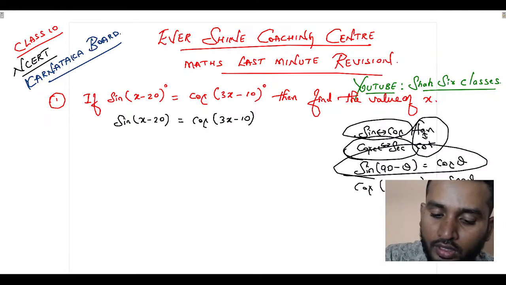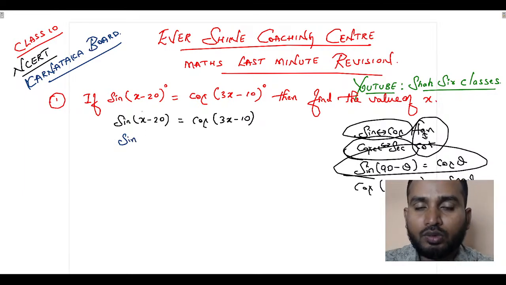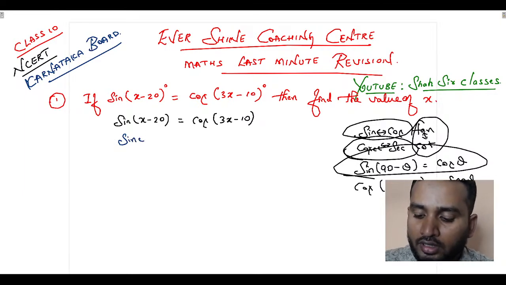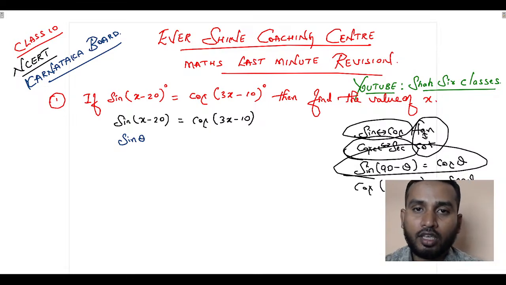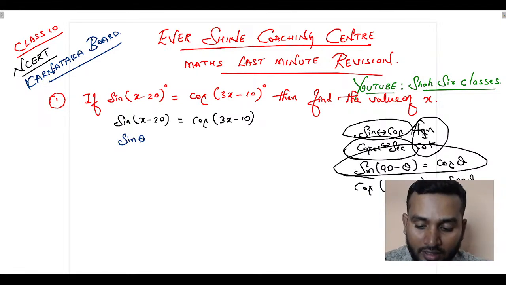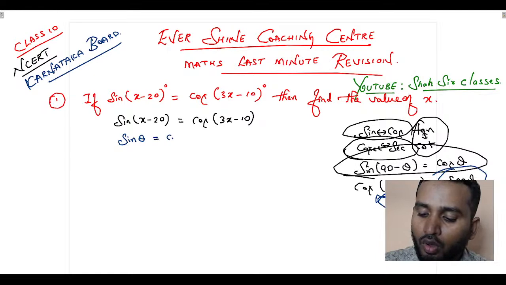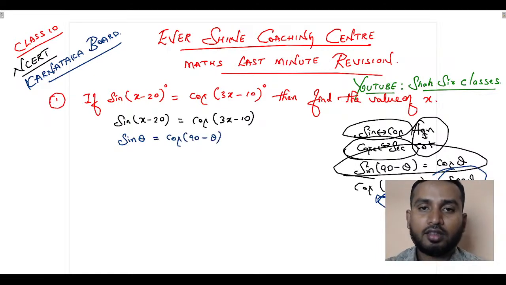See, sine x minus 20. So what I will do here, very simple, I will show you. Now what will I consider? I will consider this complete value, x minus 20, as theta. Is this clear? What we have considered, x minus 20, that is theta. Now what is sin theta? Can you see here what is sin theta? Sin theta can be written as cos of 90 minus theta, isn't it?